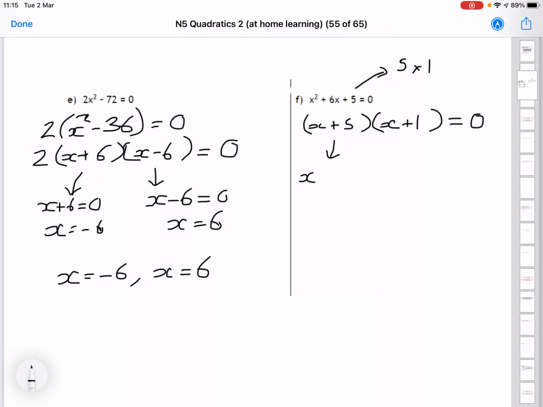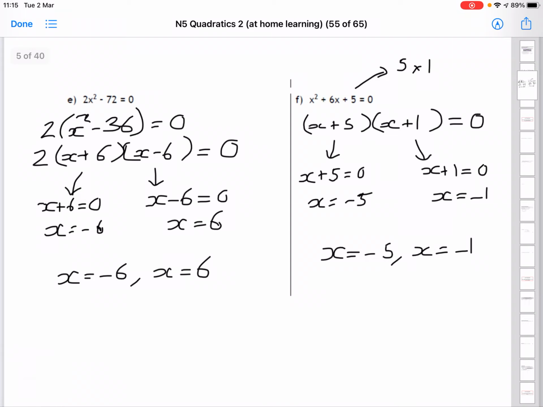So your first bracket gives you x plus 5 equals 0, so x would be equal to minus 5. And then your second bracket gives you x plus 1 equals 0, so x equals minus 1. So your two solutions here are minus 5 and minus 1.